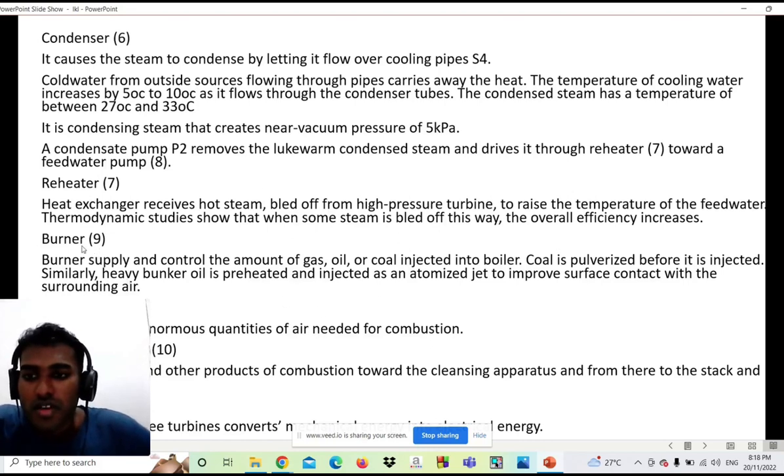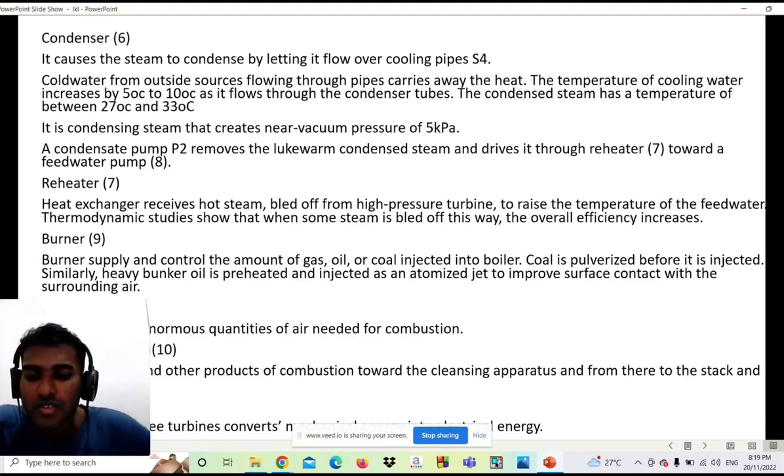And here we go to the process burner. The burner supplies and controls the amount of gas or coal injected into the boiler. We will inject gas, oil or coal. The coal is pulverized before it is injected. Heavy bunker oil is preheated and injected as an atomized jet to improve surface contact with the surrounding air. We will insert three types of elements to improve the surface contact with the surrounding air inside the burner.